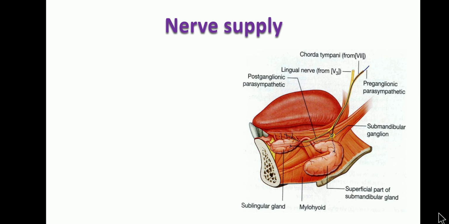Next, coming to the nerve supply. Since it is a gland, it has a secretory action. So mainly secretomotor nerves supply it, mainly the parasympathetic nerves. And you also have sympathetic, which is vasomotor. Not only vasomotor, the sympathetic is also believed to be secretory in nature.